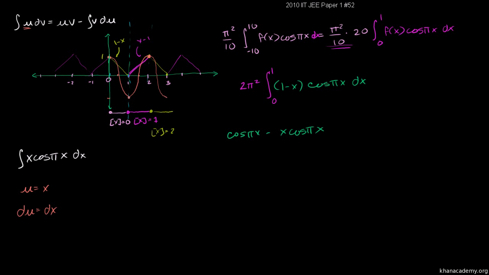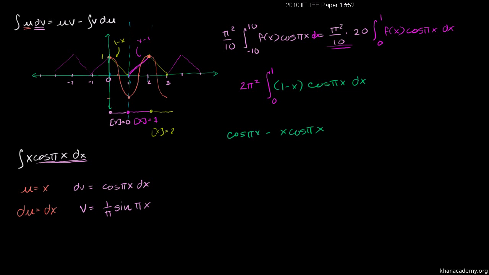And then dv is going to be the rest of this. This whole thing over here is going to be dv. dv is equal to cosine pi x dx. And so v would just be the antiderivative of this with respect to x. v is going to be equal to 1 over pi sine of pi x, right? If I took the derivative here, derivative of the inside, you get a pi times 1 over pi, cancels out. Derivative of sine of pi x becomes cosine of pi x. So that's our u, that's our v.